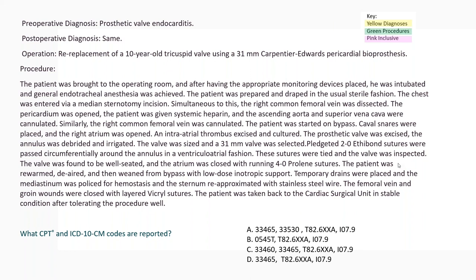The valve was sized and a 31 millimeter valve was selected. Pledgeted 2-0 Ethibond sutures were passed circumferentially around the annulus in a ventriculo-atrial fashion. These sutures were tied and the valve was inspected. The valve was found to be well seated and the atrium was closed with running 4-0 Prolene sutures. The patient was rewarmed, de-aired, and then weaned from bypass with low-dose inotropic support. Temporary drains were placed and the mediastinum was policed for hemostasis and the sternum reapproximated with stainless steel wire. The femoral vein and groin wounds were closed with layered Vicryl sutures. The patient was taken back to the cardiac surgical unit in stable condition after tolerating the procedure well.